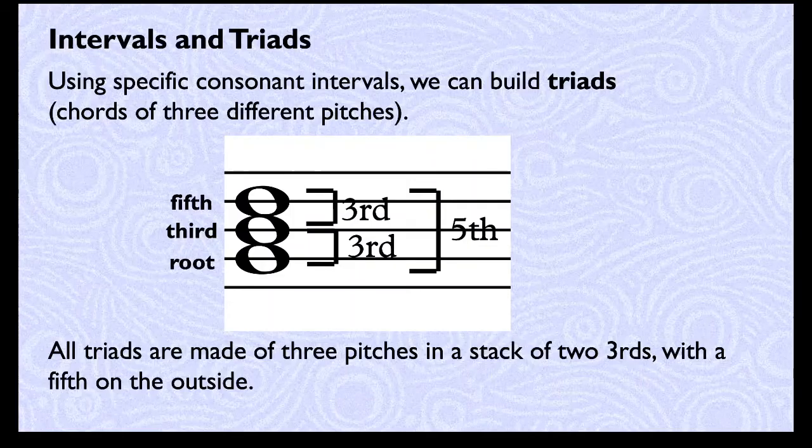On the screen, you see a chord with the bottom note labeled root. A third above that is another note, and a third above that note is the final note in this triad, which is a fifth above the bottom note. All triads are made of 3 pitches in a stack of 2 thirds, with a fifth as the interval on the outside between the lowest and highest note. The configuration you see here looks kind of like a snowman, or maybe a stack of pancakes.